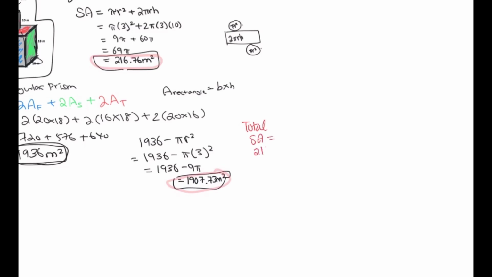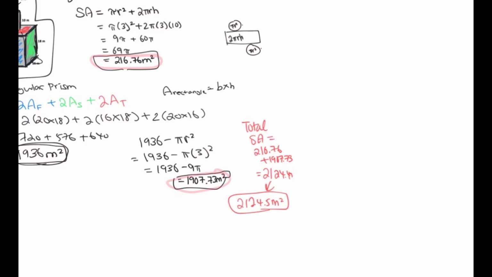Okay, so I'm going to add these two together to get my total surface area is equal to 216.76 plus 1907.73. Okay, and I use my calculator. 216.76 plus 1,907 and 73 hundredths, 2124.49. I can round this to 2,124 and 5 tenths, and my unit is meters squared. And that is my surface area for this composite object.